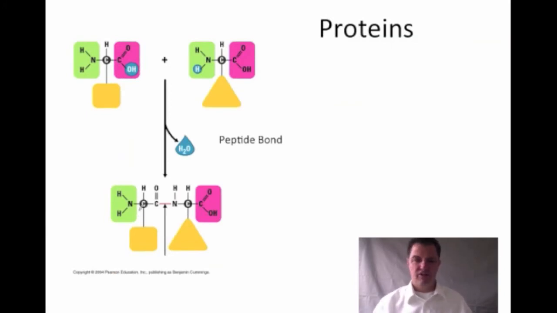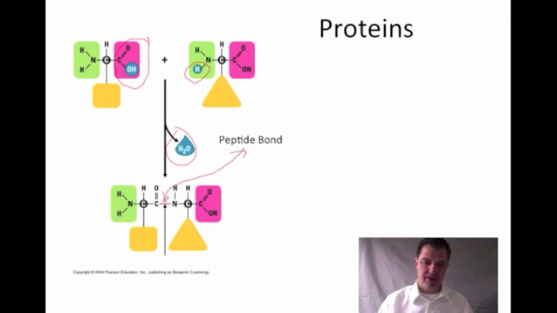You can see your dehydration synthesis where you remove the water from it. So here I'm hooking the OH hydroxyl portion of my carboxylic group to the hydrogen there. I hook those together and I form this covalent bond here. This covalent bond is specifically called a peptide bond. So I've hooked one amino acid to another.